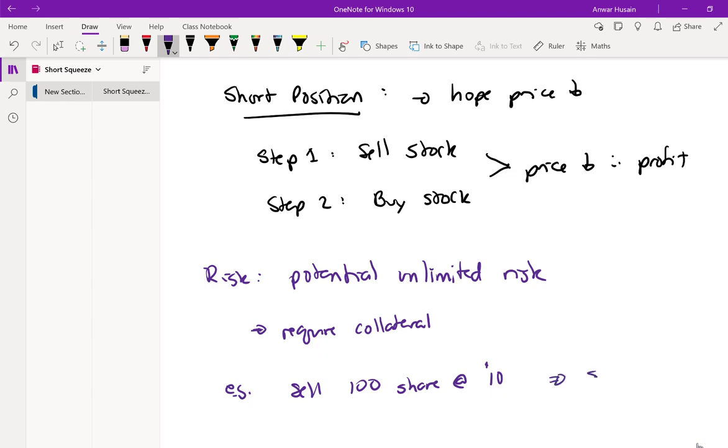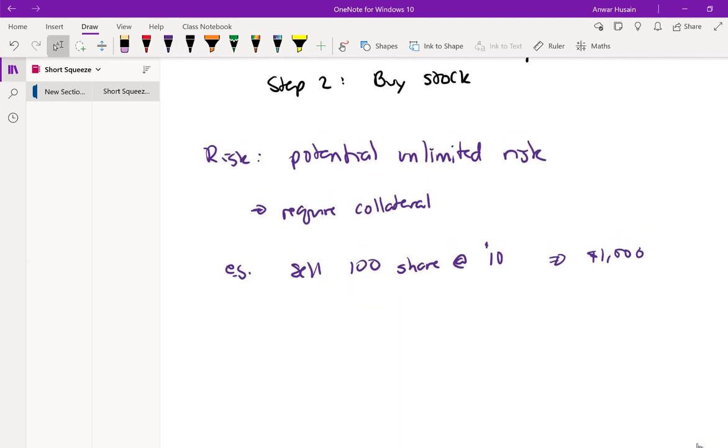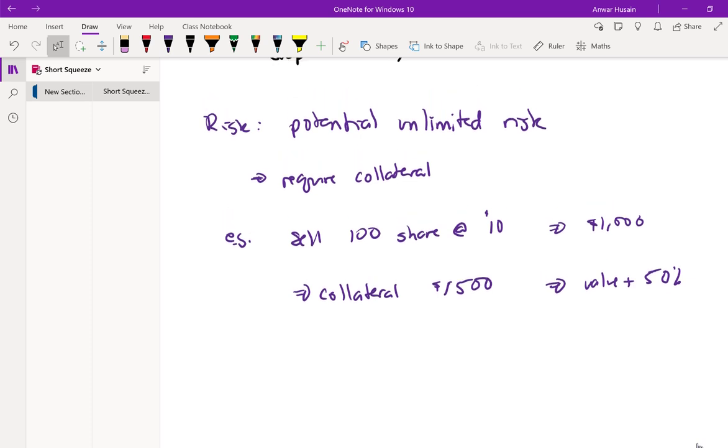Okay, so this transaction has a $1,000 value. So what they're going to require is that I put in some money to make sure that I can repurchase it. And I'll just make some numbers here. I'll say the collateral is $1,500. So essentially it's the value plus 50%. And I've decided that because if the stock price actually goes up to $15, and I can't purchase it because I don't have enough money, then the brokerage firm has to do it. So that's why they make me put some extra collateral down, just to make sure that they don't get stuck doing so. Okay, so that is the whole concept of a short position.